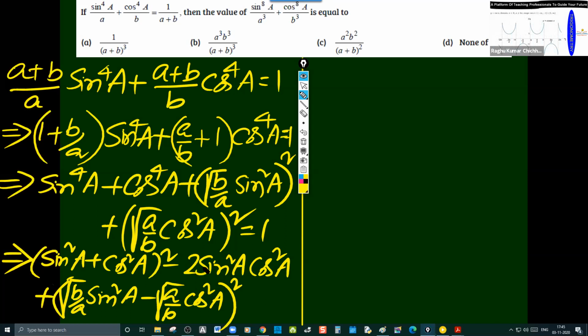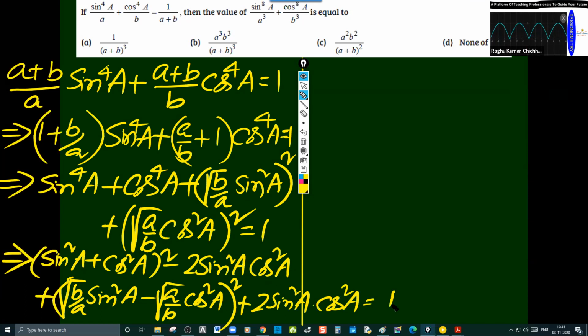The reason is I want to get this cancelled. Just understand this carefully. If you do not understand, tell me please. I have taken this A square plus B square. I wrote it as (A minus B) whole square plus 2AB. What is plus 2AB in this case? The root B by A and root A by B get cancelled, and you will get plus 2 sine square A cos square A, is equal to 1. Just confirm whether you understand it or not. If you say yes, I'll move forward.